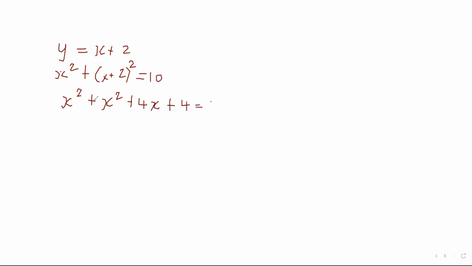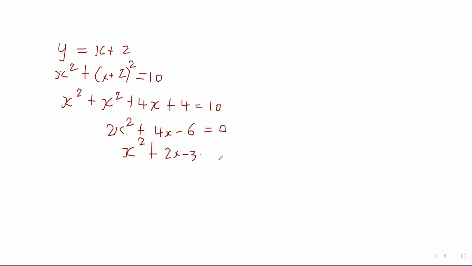Cool. So now x squared plus x squared is 2x squared. So you have 2x squared plus 4x. And then now you have 4. Bring over the 10 over here to get minus 6, because 4 minus 10 is minus 6, equals 0. Then you divide through by 2 to get x squared plus 2x minus 3 equals 0.